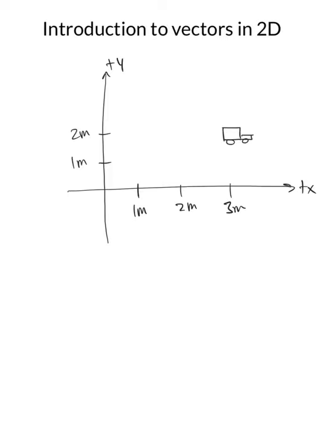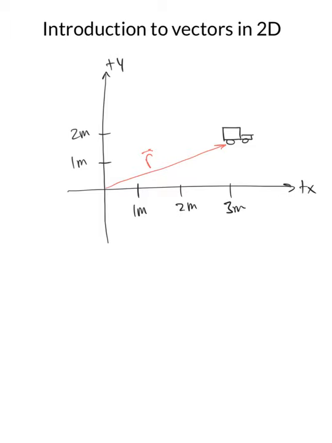This video is going to be an introduction to the use of vectors in 2 dimensions. To begin with, let's consider that we have a truck sitting at the point 3 meters in the x direction and 2 meters in the y direction from our chosen origin. We can draw a vector describing the position of this truck in our coordinate system, r vector, which always points from the origin to the location of that truck.